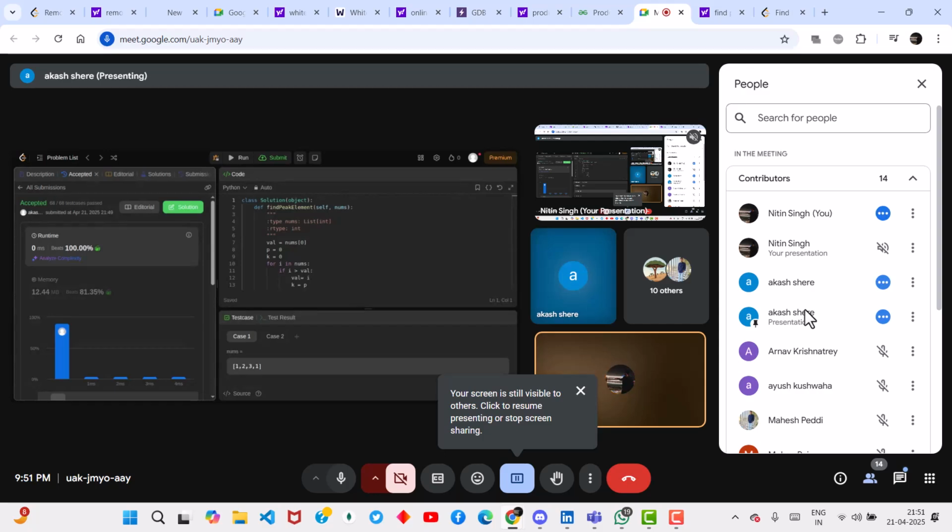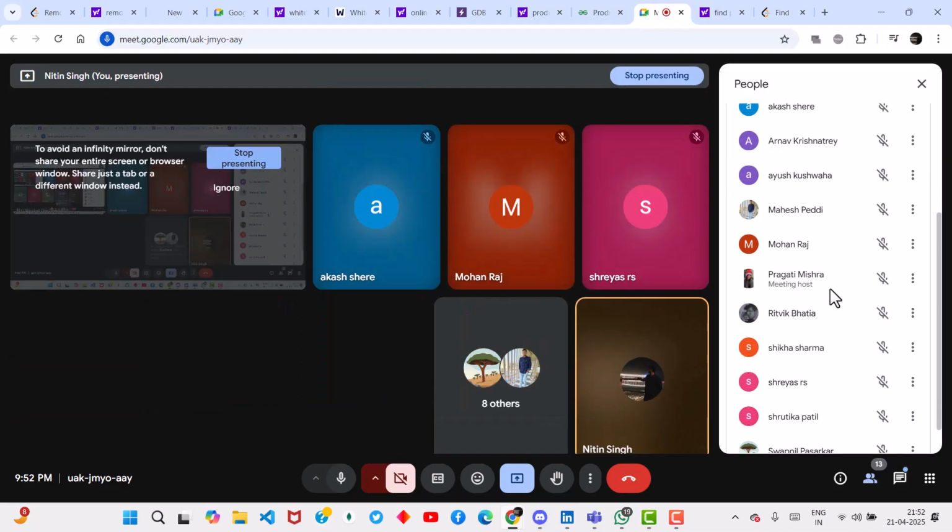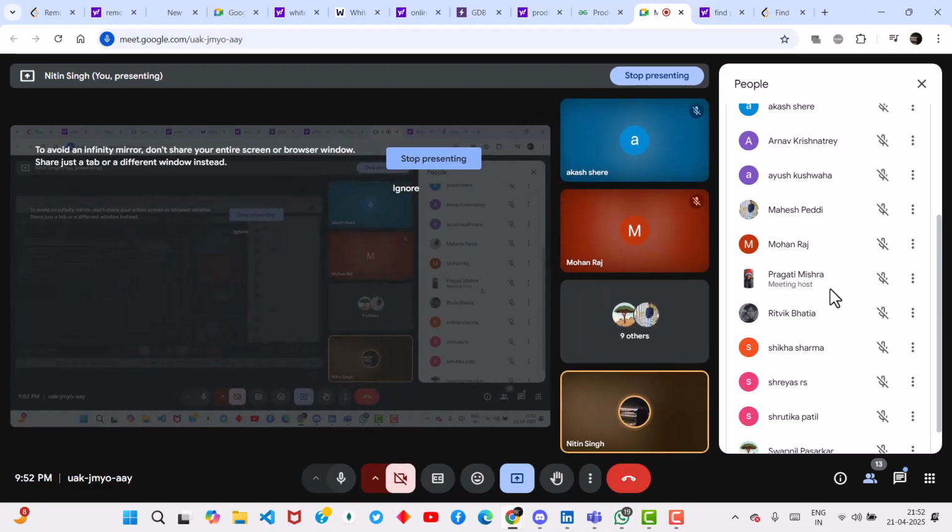Anyone else who's done with the solution? Mahesh, Ayush, Arnav, anyone else? Say yes or no so that I can start with the solution. How many of you want me to write the code? Please raise your hand. Okay, I'm writing the code for you.